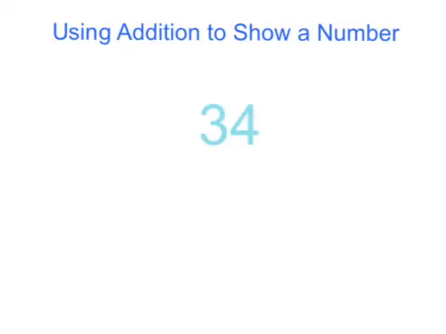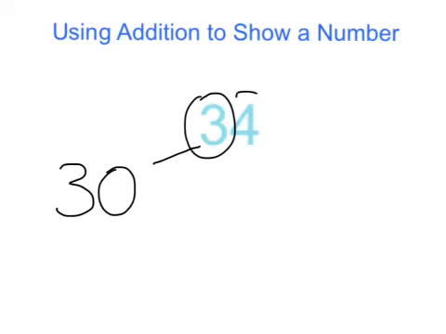Now we're going to look at how we could use addition to show a number. So here's the number 34. And addition is just another word for adding or plus. So I know that 34 is the same as 30, because that's 3 tens, and 4. So I could put a plus sign, 30 plus 4. That's one way of showing 34.